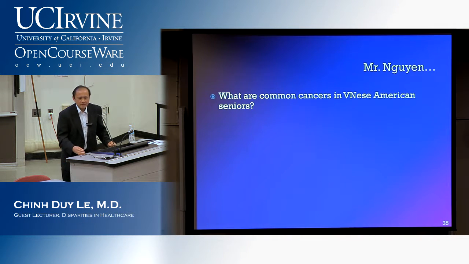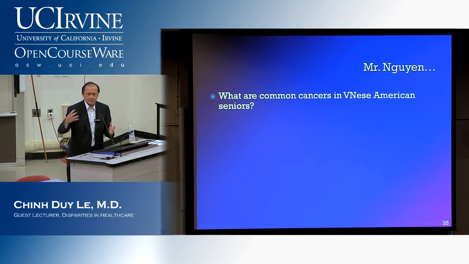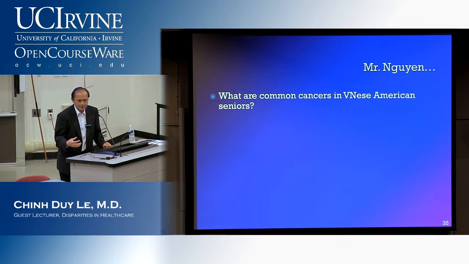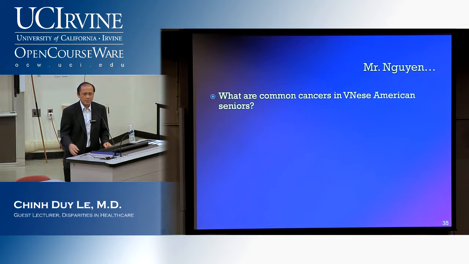Because we talk about weight loss, when the patient presents with weight loss, one of the common causes is cancer, especially in old people. So is the cancer in old Vietnamese people the same as in Caucasian people or African people, or are they different? Yes, they're different.